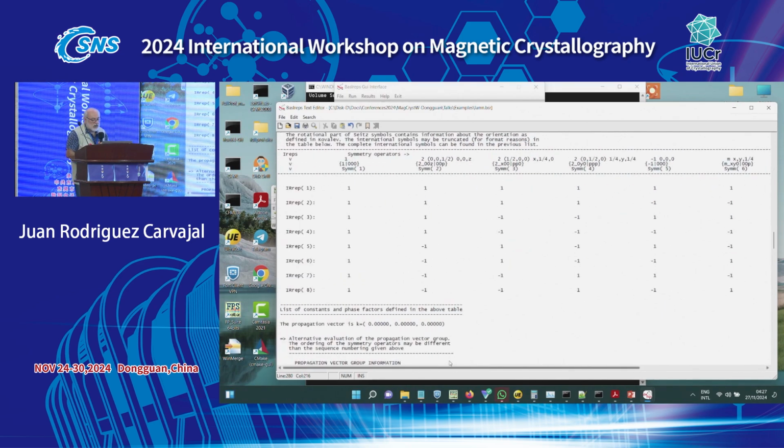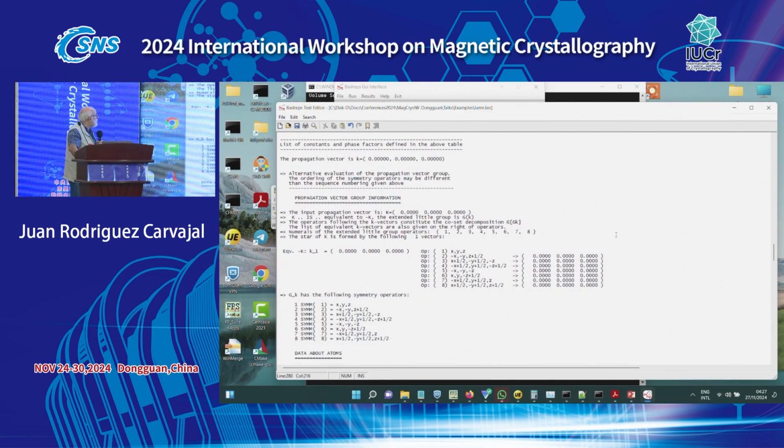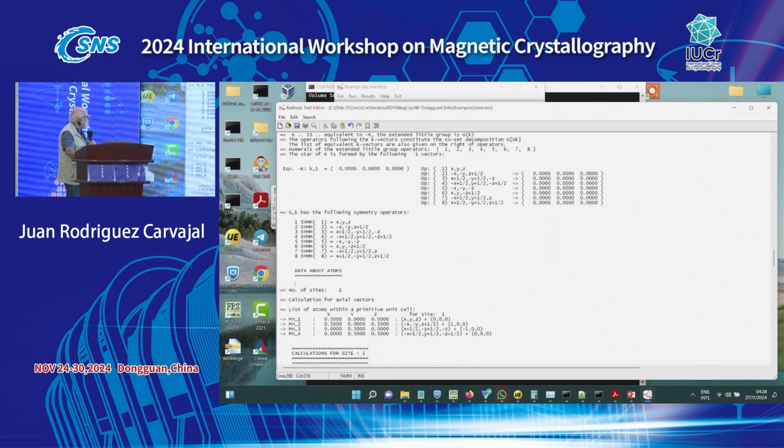Let us continue to see the output of BasIreps. Here, you have more information, this propagation vector group information in another way. The input propagation vector is this one. K is equivalent to minus K, and the extended little group is GK. It's exactly the same. Well, you have some information, and you see here the application of the symmetry operators to this propagation vector gives always invariant. And you see K equivalent to minus K. And GK has the following symmetry operators, all of them.